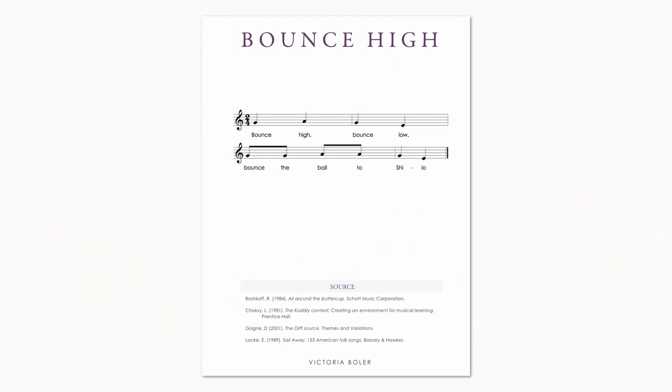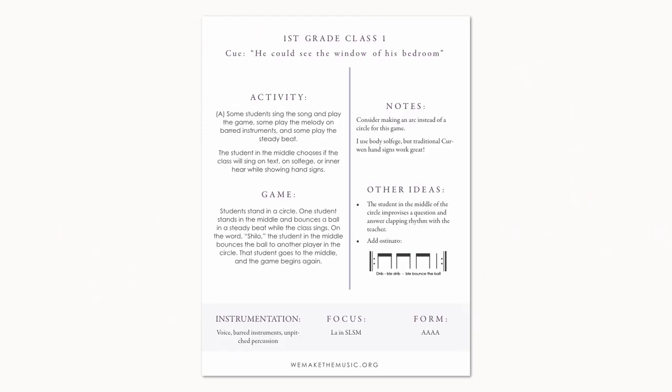And then we do bounce high. So bounce high, I'm actually doing the ball bounce, which could go on the floor. I don't know what's going to happen with the ball. That's a wild one. But we stand in a circle, we sing, the student leader bounces it to themselves three times, passes it to someone.